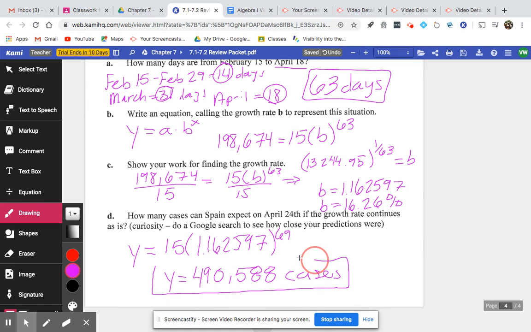And obviously, it's not April 24th yet, so we don't quite know how many there will be. Maybe our number is close. We don't know. But anyway, that is the rest of the review packet.